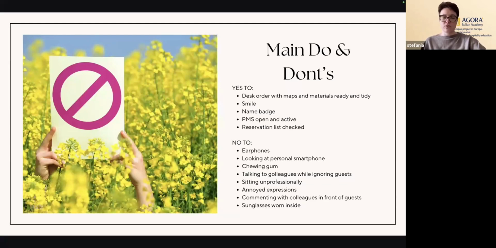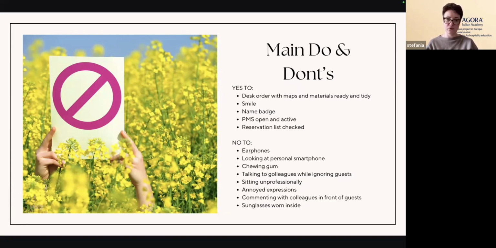Then the main dos and don'ts. Yes to a desk in order with maps and materials. The desk in many hotels is always facing the guest level, so the guest sees everything. If the desk is in disorder, he sees that it's important to keep everything in order also for your job. Smile again. Name badge.